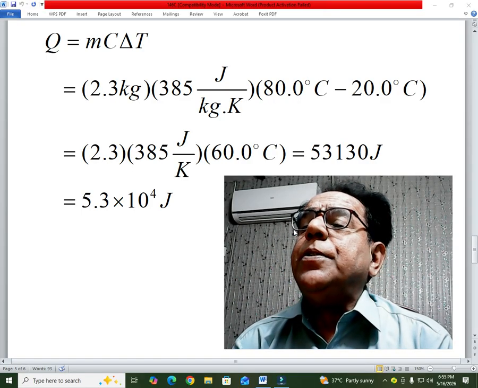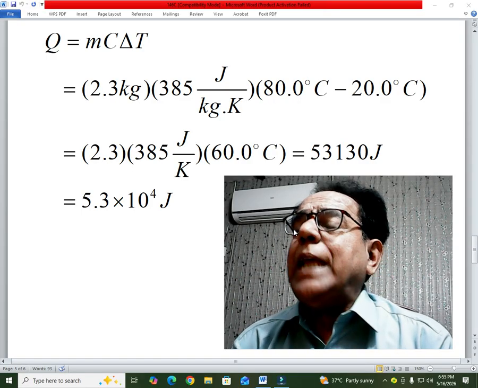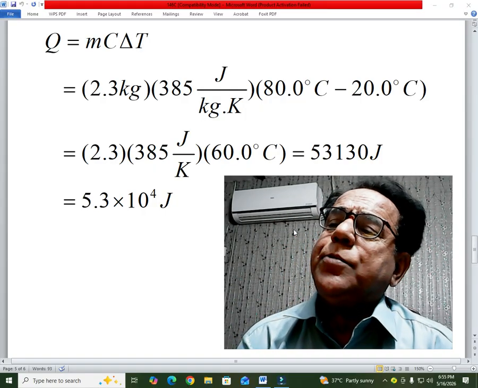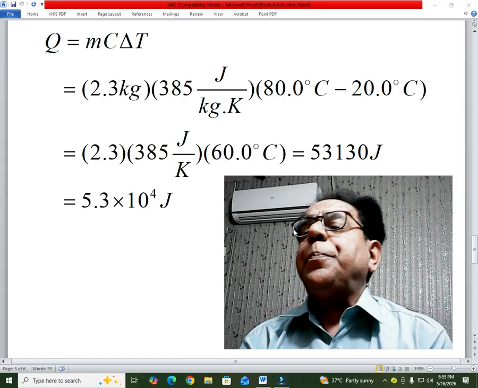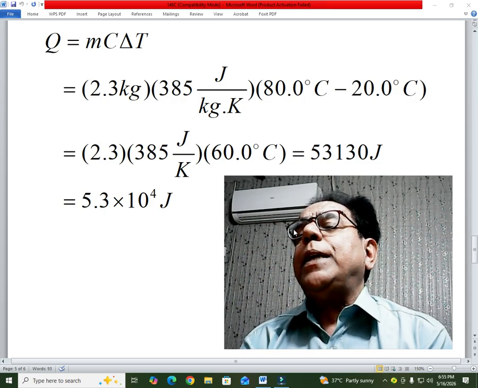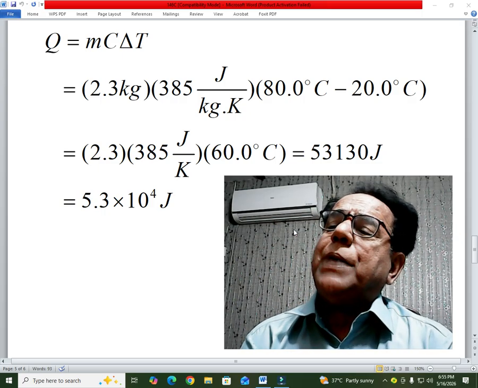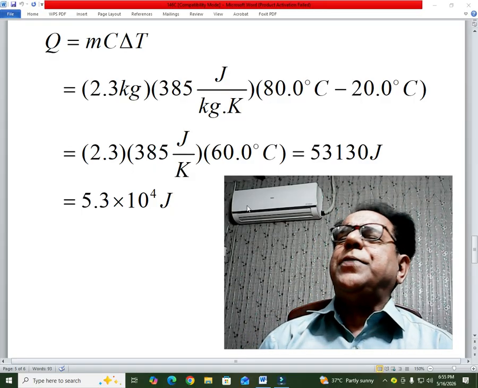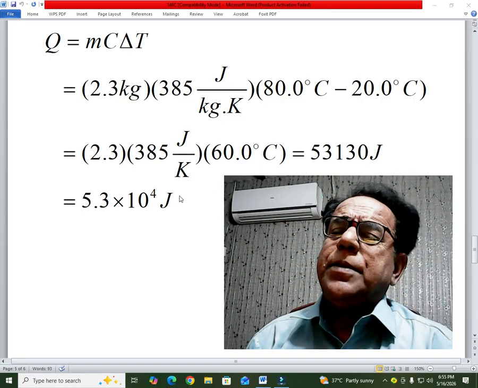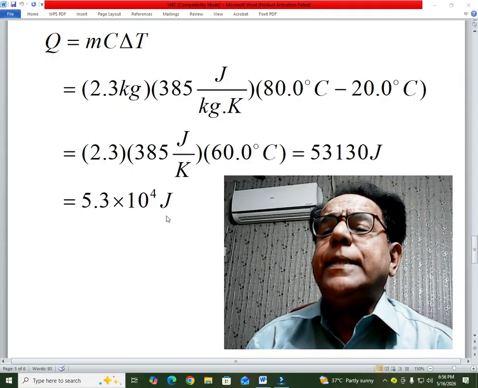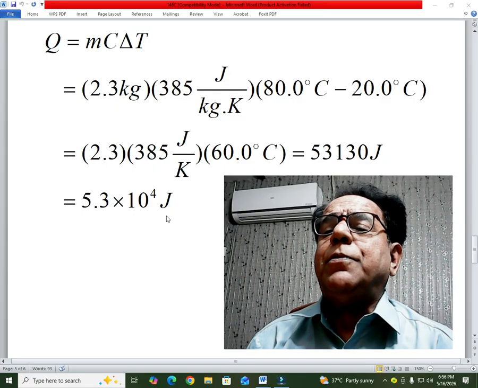Similarly, 531.30 into 10 raised to the power 2, or 5313.0 into 10 raised to the power 1 joule. So these are different styles, but this is enough. This is most suitable: 5.3 into 10 raised to the power 4 joule.